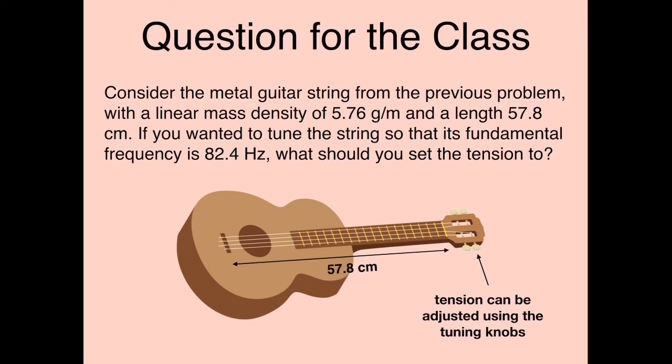So consider the metal guitar string from the previous problem with a linear mass density of 5.76 grams per meter and a length of 57.8 centimeters. If you wanted to tune this string so that the fundamental frequency is now 82.4 hertz, what should you set the tension to? So pause the video, try to work this out, and see if you can get the answer.